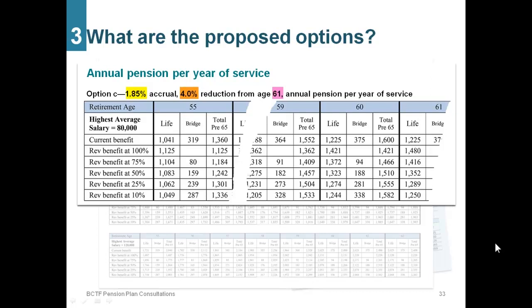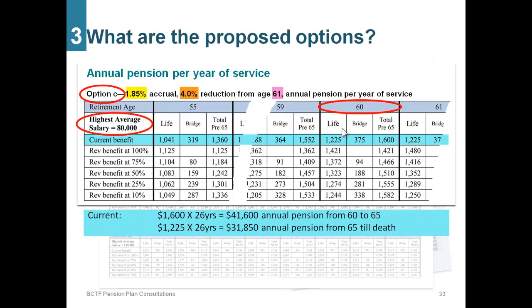In the example chosen, option C has an accrual rate of 1.85% and a reduction of 4% from age 61. The member who has an HAS of 80,000 and retiring at age 60 will have 4% reduction built into all of these numbers here. To calculate the current benefit, look at the red stars. You would take 1,600 as the column from the total pre-65 multiplied by 26 years to give an annual pension of 41,600 from 60 to 65.